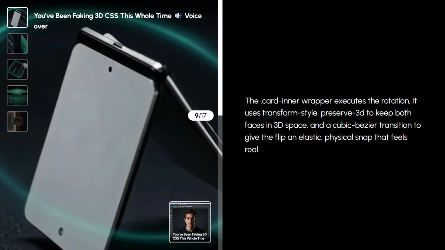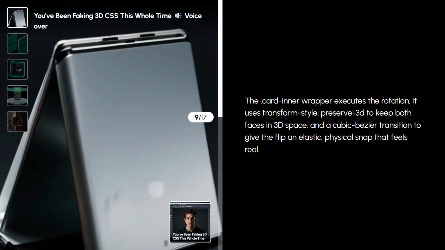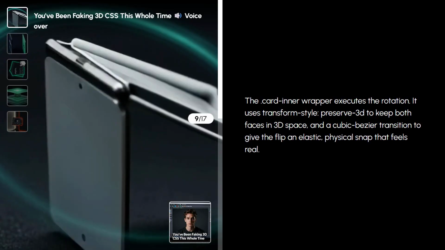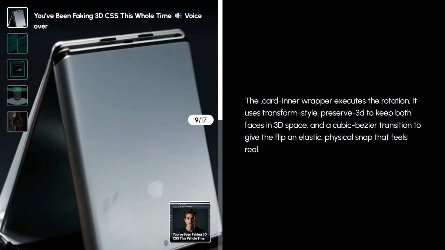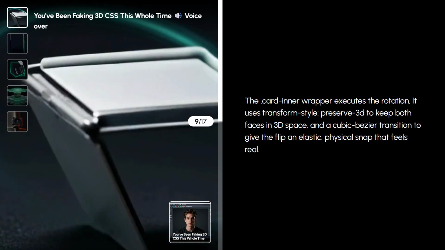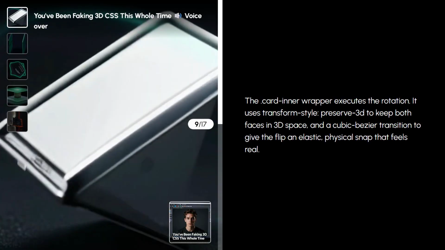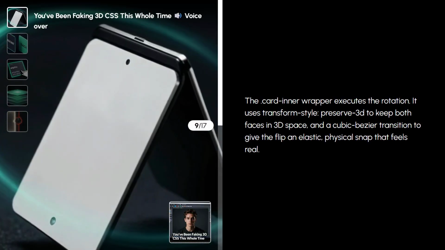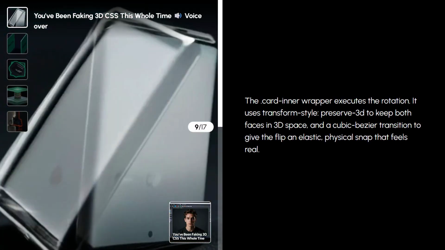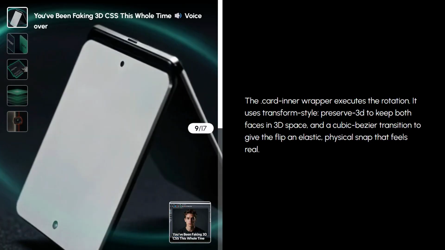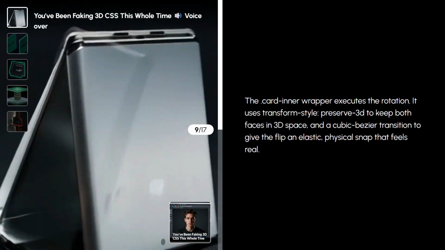The inner wrapper is where all the action lives. On hover, it rotates 180 degrees, and preserve-3d keeps both faces floating in the same 3D space. The cubic-bezier curve, 0.23, 1, 0.32, 1 specifically, starts fast and overshoots slightly before settling. That overshoot is what makes it feel physical instead of mechanical.